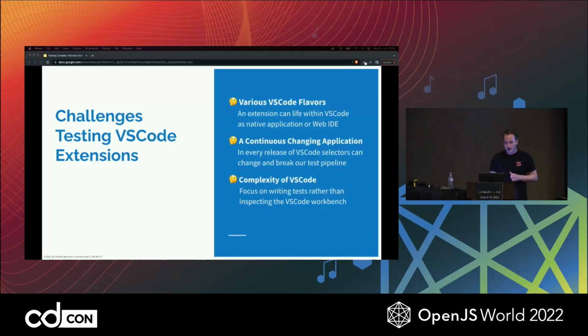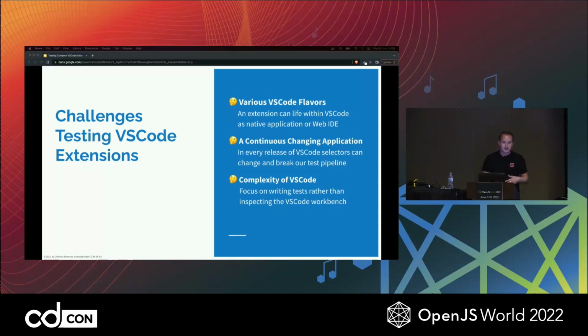And on the way to building that plugin, I stumbled upon some interesting challenges. For one, VS Code comes in various flavors. It can be wrapped within an Electron application. It can come as a browser application. Or your extension can run within Theia or within VSCodium, which are also different kinds of environments. They are also all not necessarily the same.